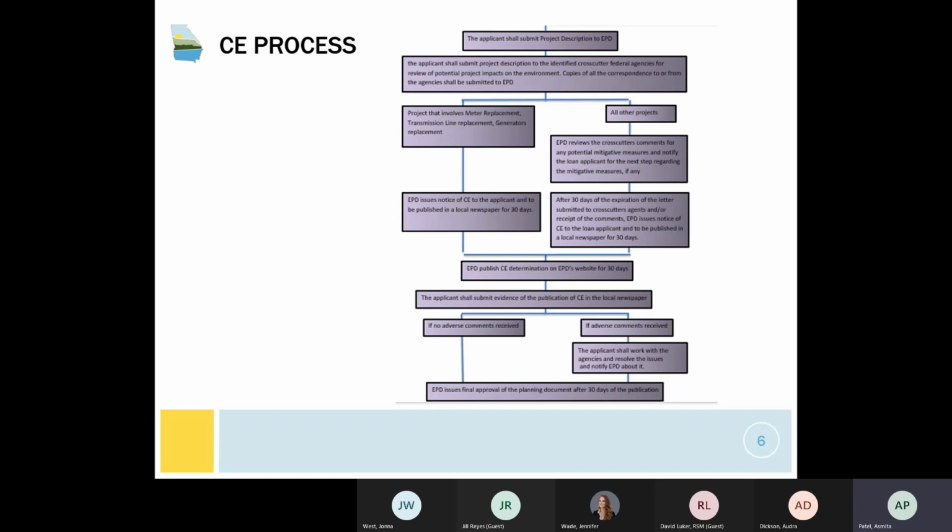For the other projects, EPD will wait for cross-cutters to comment. They do have an expiration date. The cross-cutter agencies will have 30 days to respond back. If they don't reply in those 30 days, then EPD will go ahead and issue a CE and it will be posted on the EPD's website.